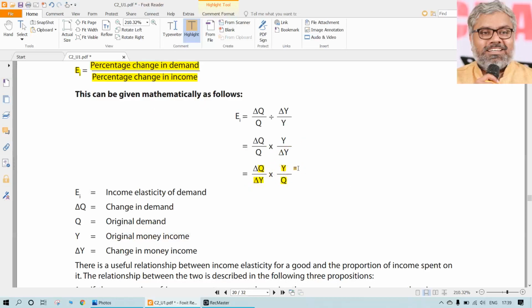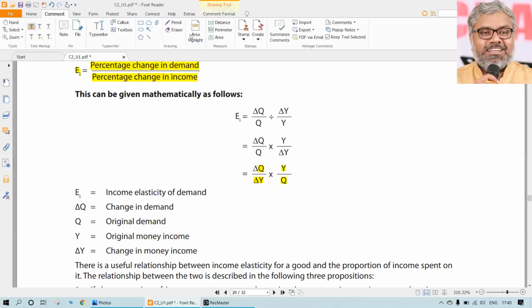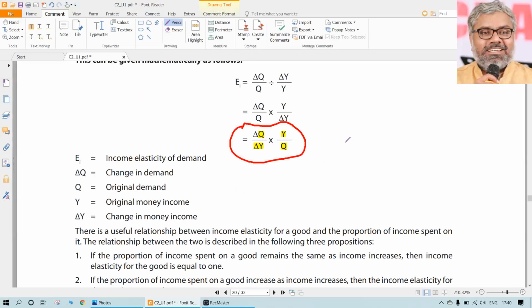Instead of price, what is there here? Y is there. There it was P, here it is Y. That's the only change. So what is P there? It was price. What is Y here? It is income. The concept is same, formula is same. What it indicates is same. The only thing that has changed is which factor is influencing demand. Earlier it was price, now it is income. So this is the formula you can use: change in quantity divided by change in income multiplied with original income divided by original quantity.